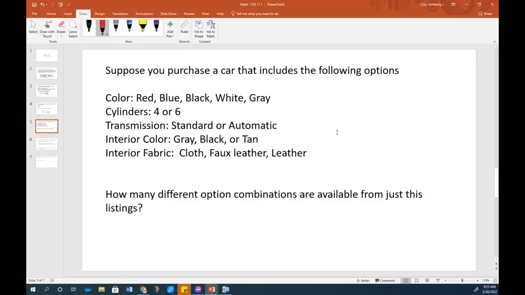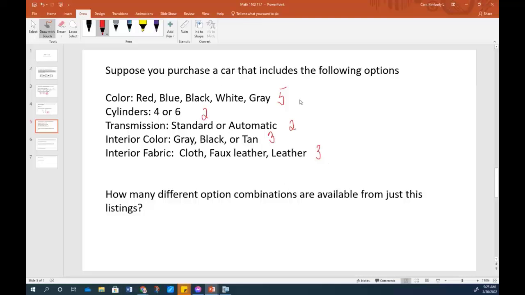Now, if you're going to purchase a car, there are a myriad of choices available. So we are only narrowing this down to a few of them. And to do a little bit less writing at the bottom, I'm just going to count visually instead of writing it up there. 1, 2, 3, 4, 5. So I have 5 color choices. I have 2 choices for my cylinder options, 4 or 6. I have 2 choices for the transmission, 3 choices for interior, and 3 choices for the interior fabric.